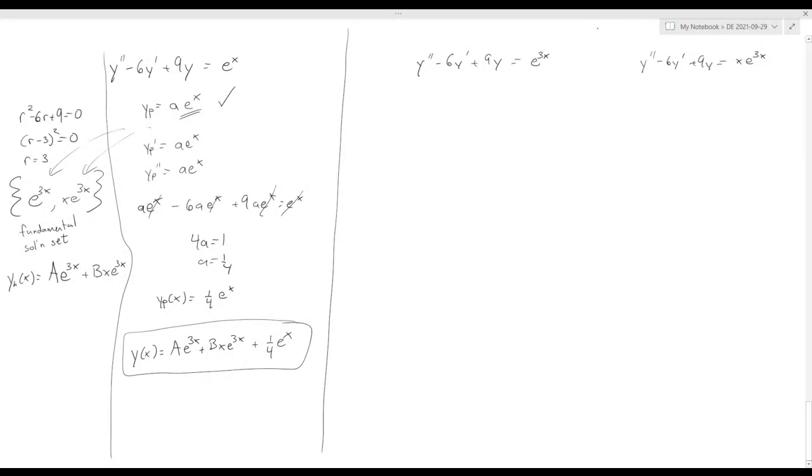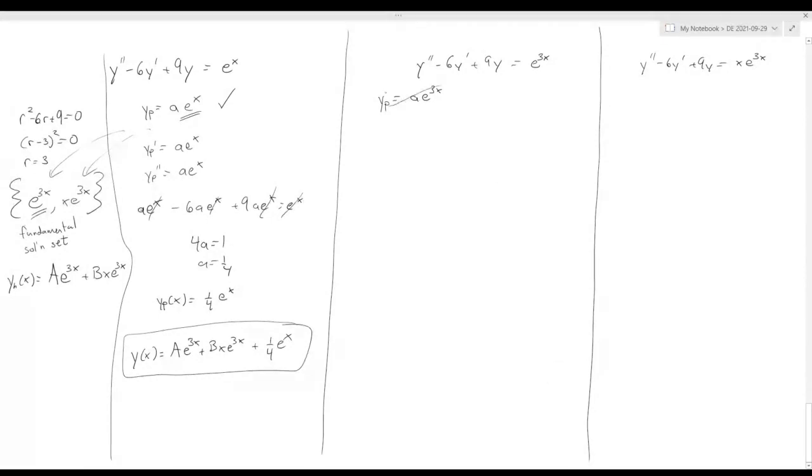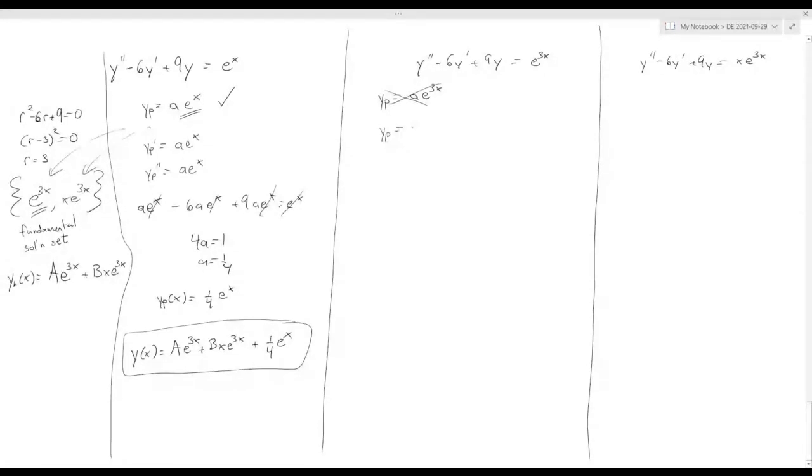So let's look at this next case. We assume that the particular solution looks like a multiple of the right-hand side there. But then we notice that e to the 3x is alike; it can be combined with something in the fundamental solution set, e to the 3x. So to guarantee independence, all we have to do is multiply that by x. And then we say, well, does that work?